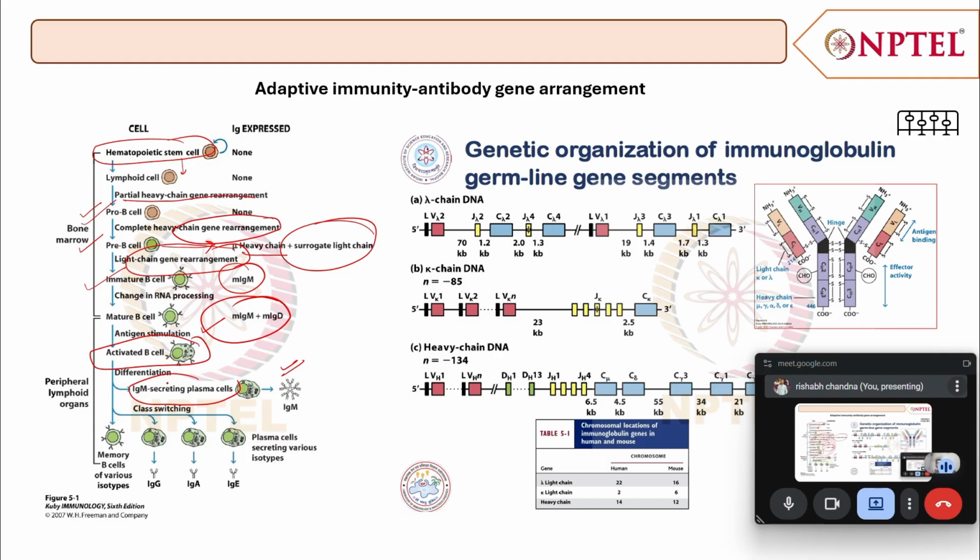Now, after this differentiation, the class switching happens and it forms either the memory B cells or the plasma cells secreting IgG, IgA, or IgE. Okay, so this is how a B cell is formed, that is basically a plasma B cell. Okay, so till the maturation of the B cell, it is happening in the bone marrow, and after that, it happens in the peripheral lymphoid organs.